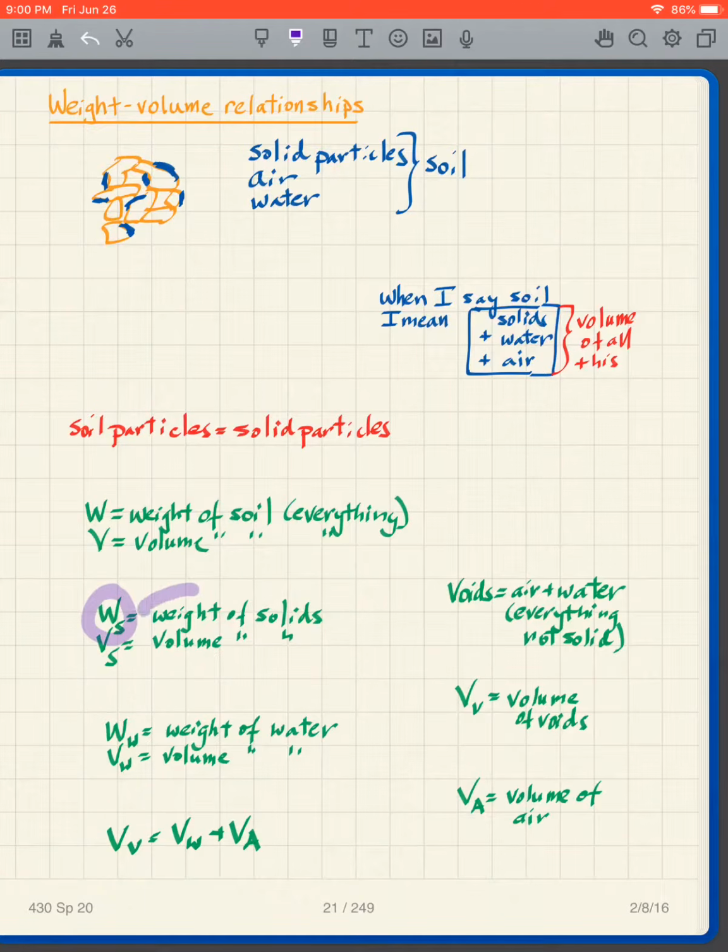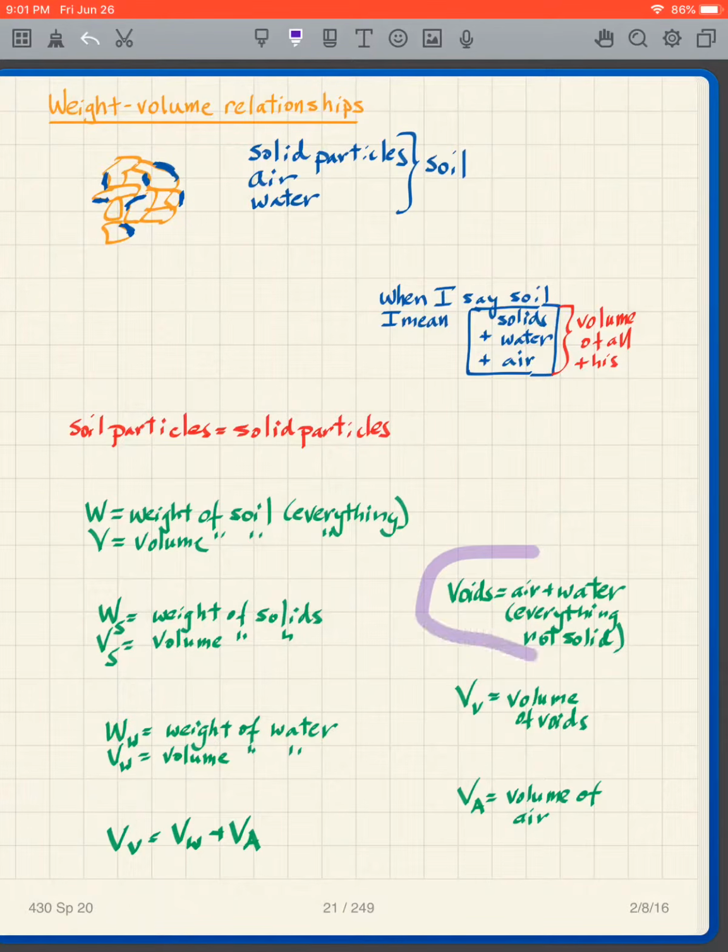W sub S is the weight of the solids. V sub S is the volume of the solids. Capital W sub W is weight of the water. Capital V sub W is volume of the water. So pretty straightforward, easy to remember.